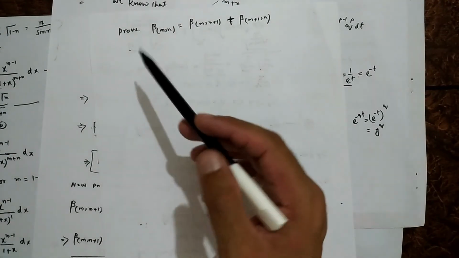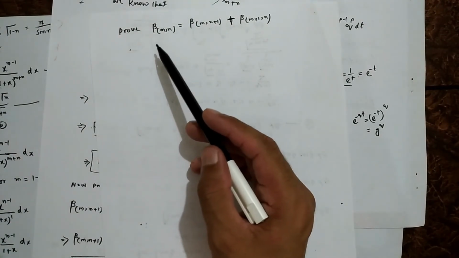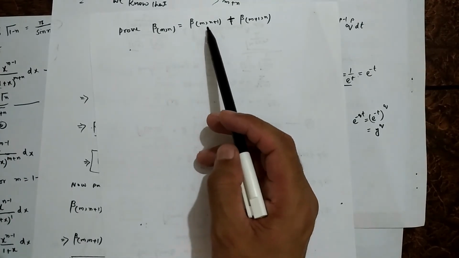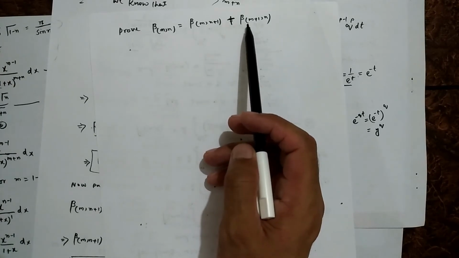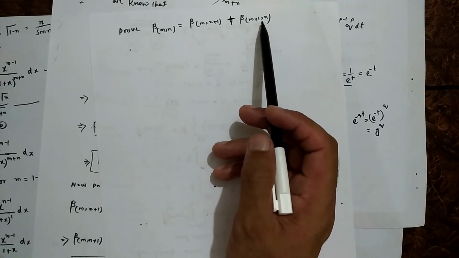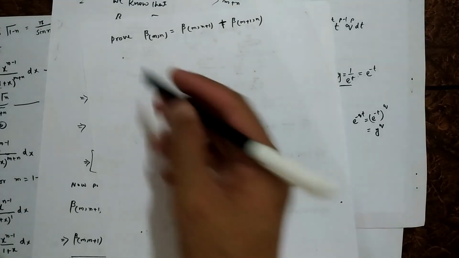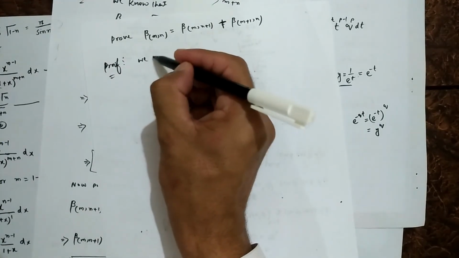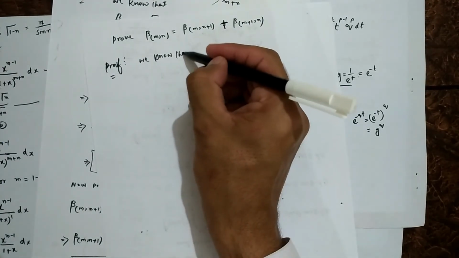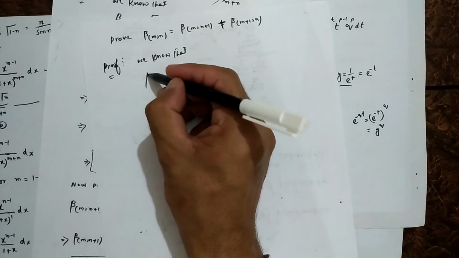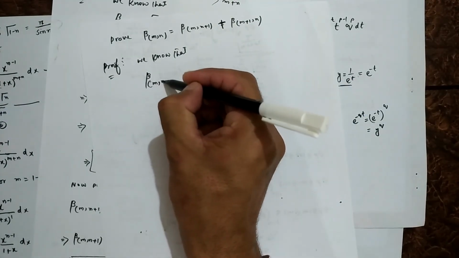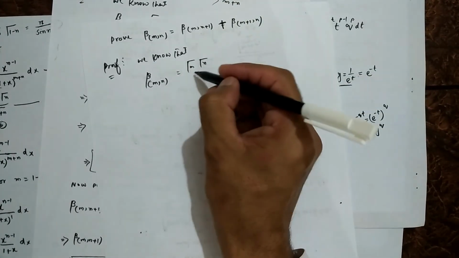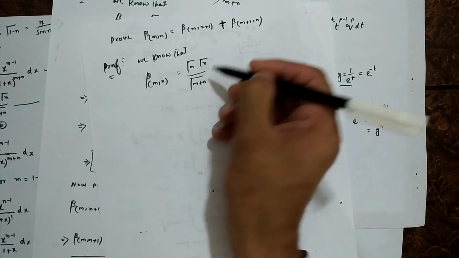Now here in this problem, which is another problem from the exercise, we are asked to prove that beta (m, n) is equal to beta (m, n+1) plus beta (m+1, n). So, solution, proof. We know that beta (m, n) is equal to gamma m gamma n upon gamma (m+n).